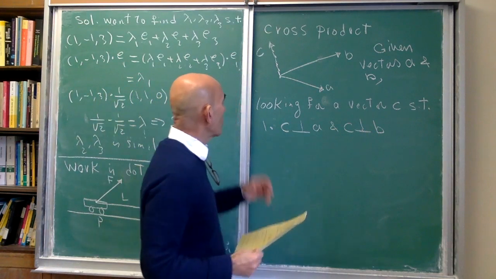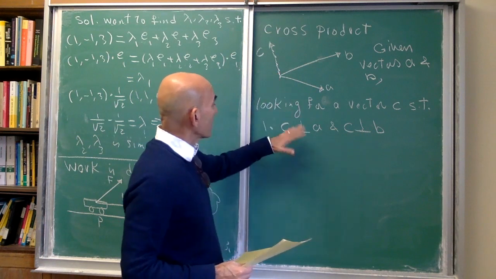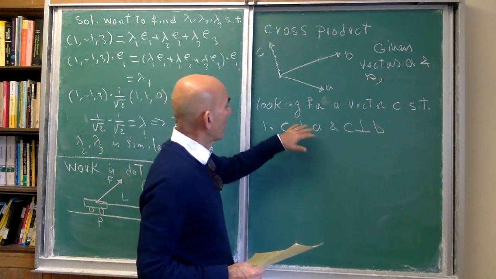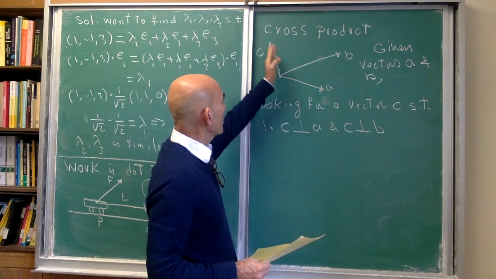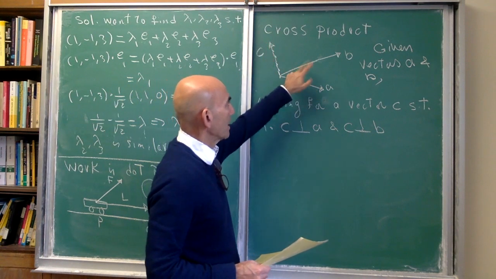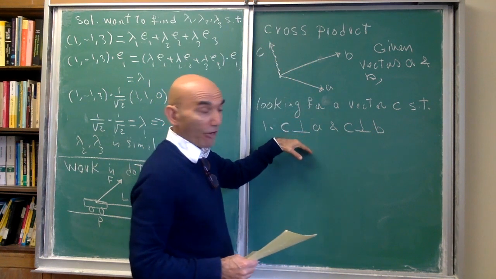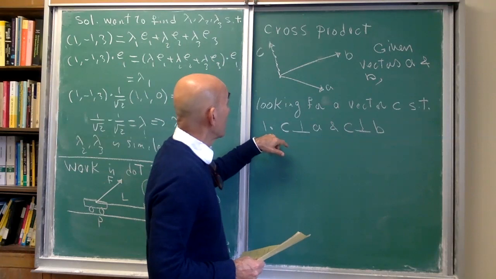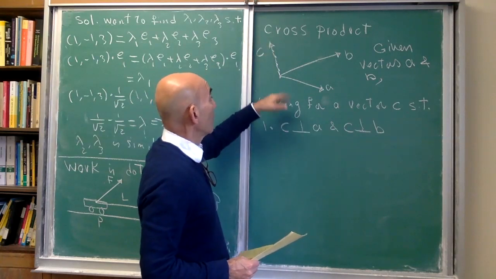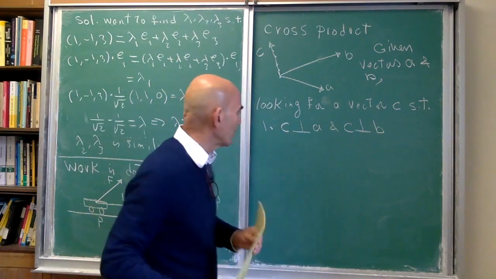Okay, so that gives us already the fact that this C has to be along a line which is orthogonal to the plane that contains A and B. So this already is very valuable information. But of course it does not define C completely because, well, it's on this line, but what is the magnitude of C, for example? So still the magnitude is not fixed.